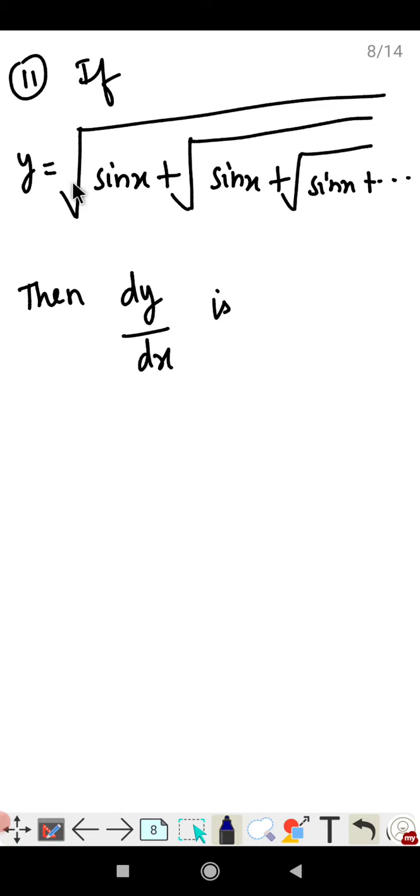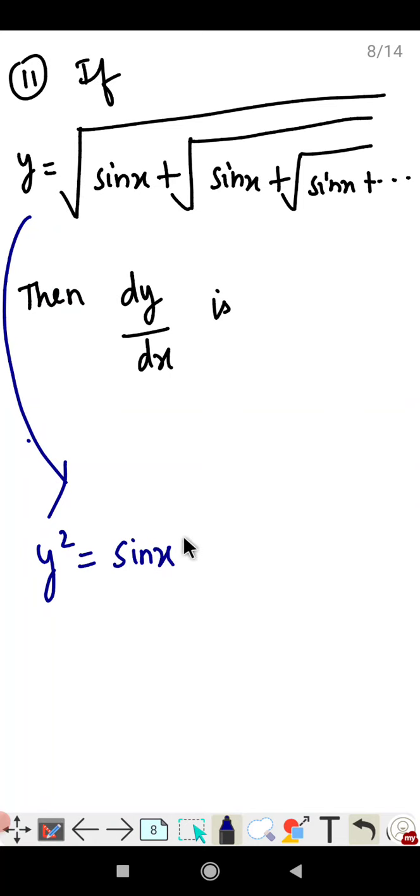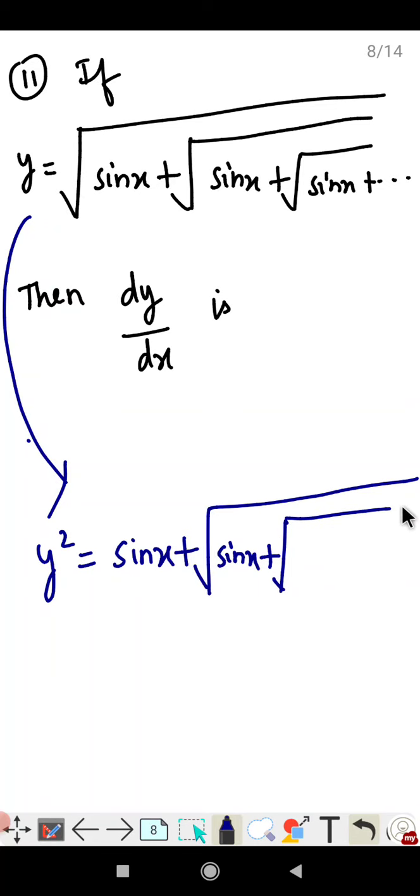So if y is equal to square root of sin x plus square root of sin x plus square root of sin x plus etc. So y is a function like this, then what is the differentiation of y with respect to x? So what is y? y is these things. If I square on both sides, I will get y square is equal to sin x plus square root of sin x plus square root of sin x plus etc.